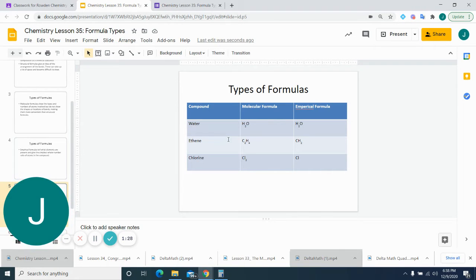But then go to ethane. The molecular formula is C2H4. Both of those can be reduced by 2. So it's actually C1, you don't ever write a 1, so just CH2. You see that when you divide both those by 2. If chlorine is diatomic with Cl2, you can just reduce that into just Cl. So empirical is the reduced version of the molecular. Sometimes if the molecular is already simple, they're the same.